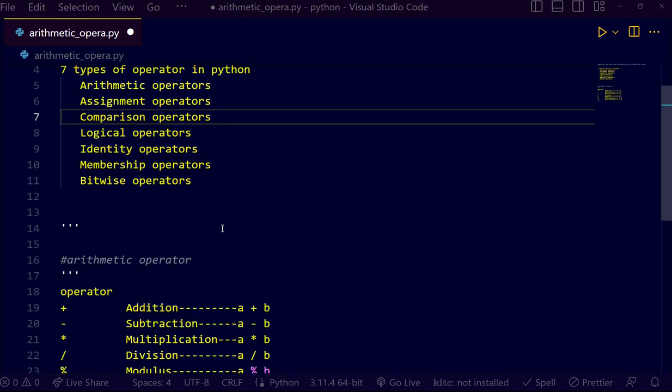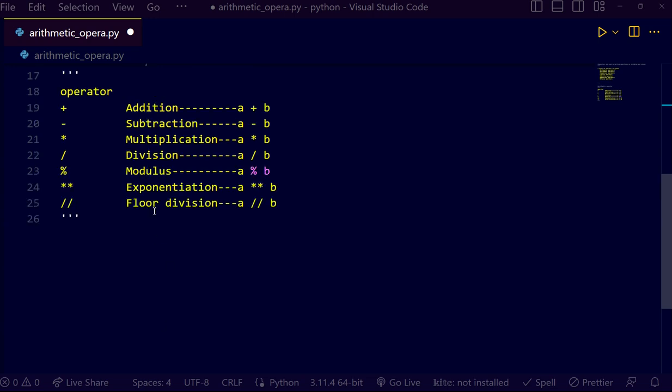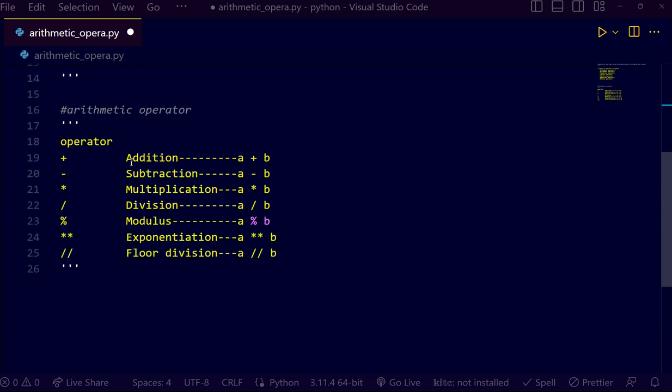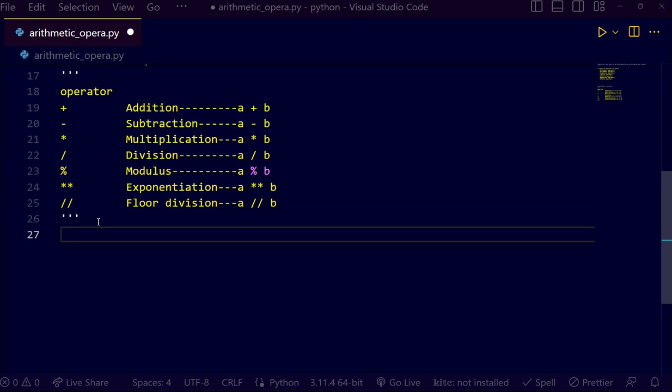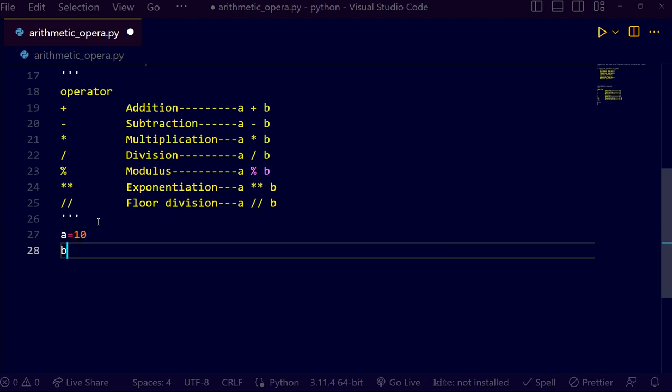What is an arithmetic operator? As you know, arithmetic operators are used with numeric values to perform common mathematical operations like addition, subtraction, multiplication, division, modulus, exponential, and floor division. I will show you each and every example of how we use plus, minus, multiplication, division, modulus, exponential, and floor division. Okay, first of all, let's declare a equals 10 and b equals 5, for your understanding purpose.